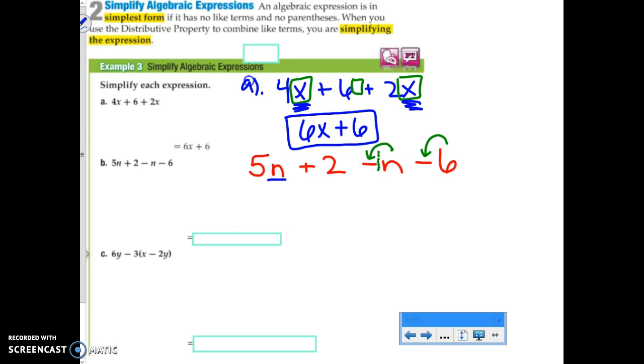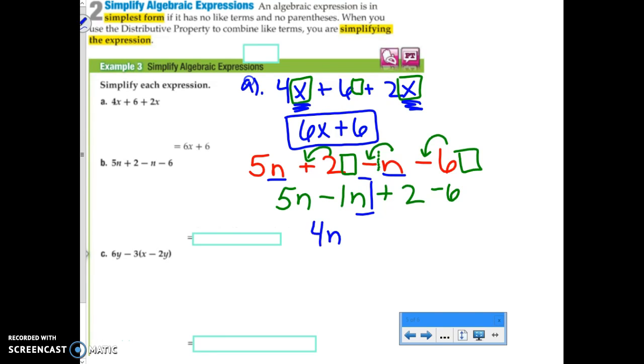We have an n here and an n here, and we also have nothing here and nothing here. So I know that my 5n and my 1n can be combined, and you might want to rewrite this like 5n minus 1n. And then remember that symbol sticks directly in front of it. So I have a +2 and a -6. Well, let's split this into 2 right now since we know that these are like terms. 5n's minus 1n gives me 4n's.